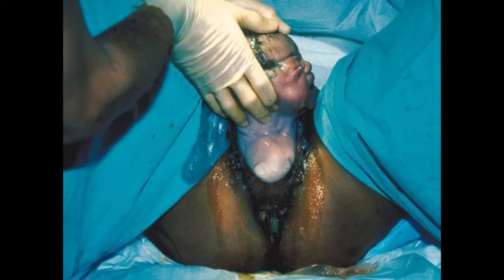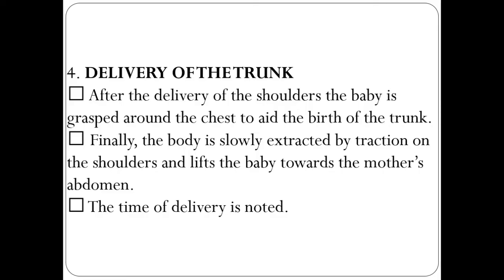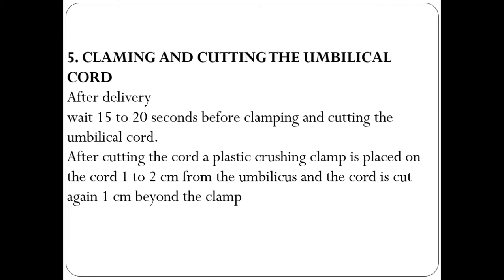Then after delivery of the head, I have to deliver the anterior shoulder, then the posterior shoulder, by lateral flexion of the trunk of the baby. That means pushing the fetal head toward the maternal abdomen. Then after delivery, we have to wait some seconds in order to cut and clamp the umbilical cord.